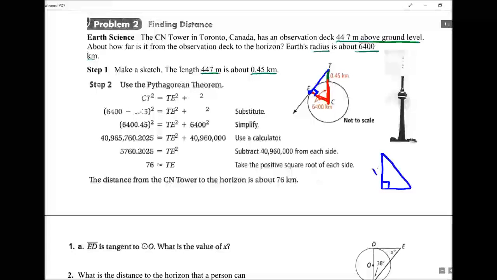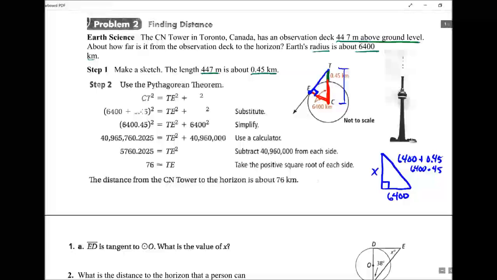Okay, this is what we're looking for over here. We know that this is 6,400 kilometers, but how long is this piece here? Well, it's our radius plus how tall our tower is. And this is exactly why everything needs to be in the same units. Now we simply add those together, 6,400.447. We like to keep things more accurate.